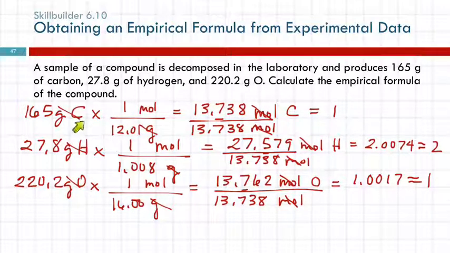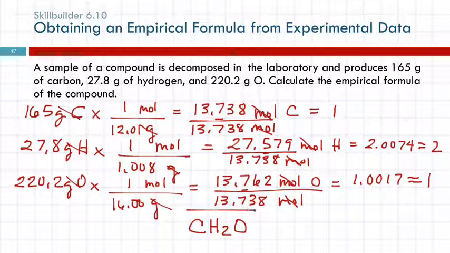Those are the subscripts for these elements in the chemical formula. So for carbon, the subscript is 1, which we don't write. For hydrogen, the subscript is 2. And for oxygen, the subscript is 1. And that's the empirical formula.